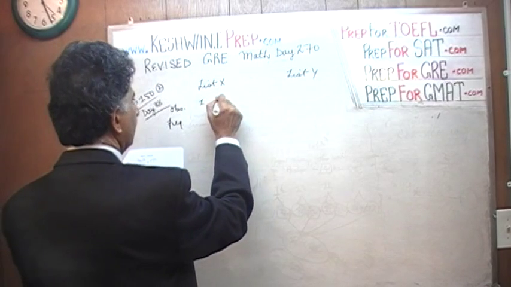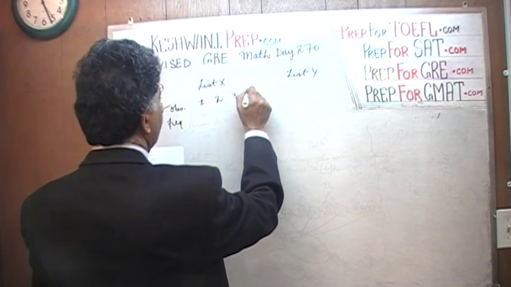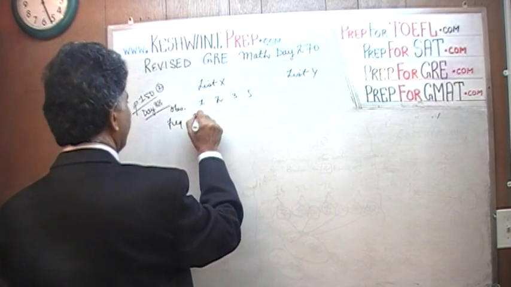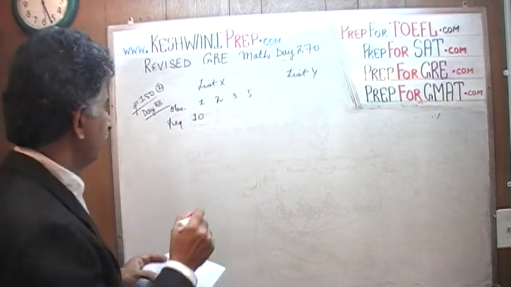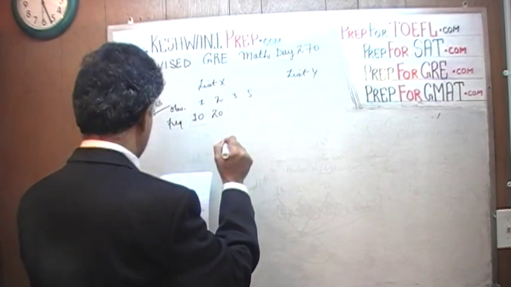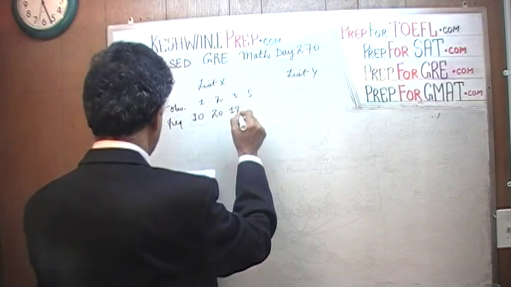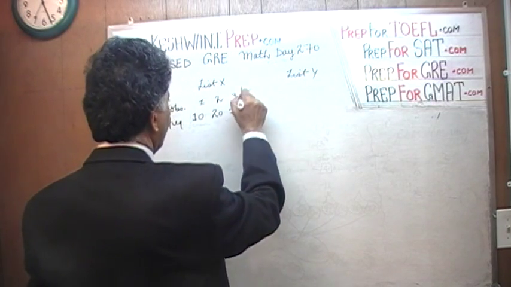So we have 1, 2, 3, and 5. We are told that we have 10 ones. We are told that we have 20 twos. We are told that we have 18 threes. And we are told that we have 12 fives.